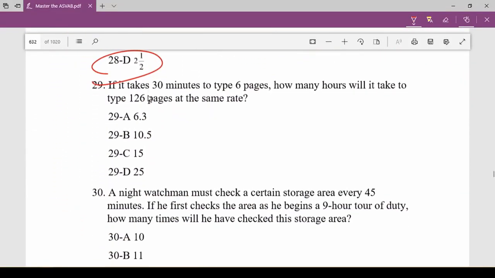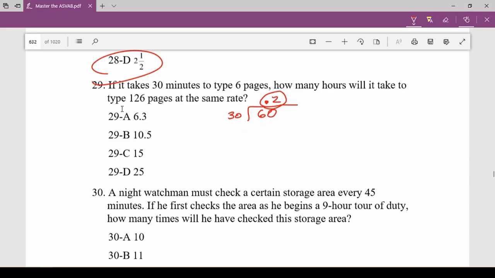All right, number 29. If it takes 30 minutes to type 6 pages, how many hours will it take to type 126 pages at the same rate? So I'm big on finding the unit rate. If it takes 30 minutes to type 6 pages, let's do 6 divided by 30 to find out how many pages you type per minute. 30 doesn't go into 6, so I have to add a 0. When I do that, I have to bring up a decimal. 30 goes into 60 twice. So in other words, every minute, you're typing 0.2 of a page, okay?